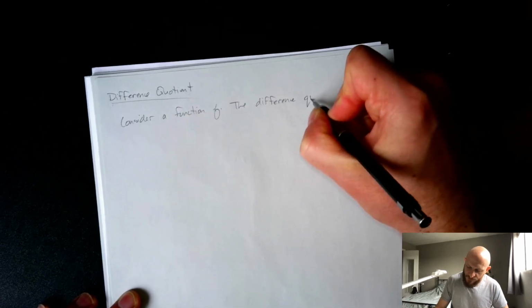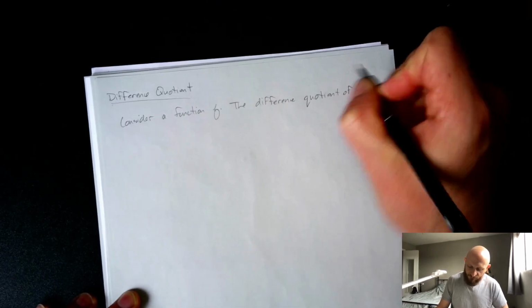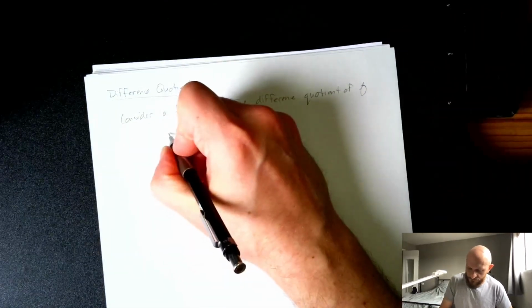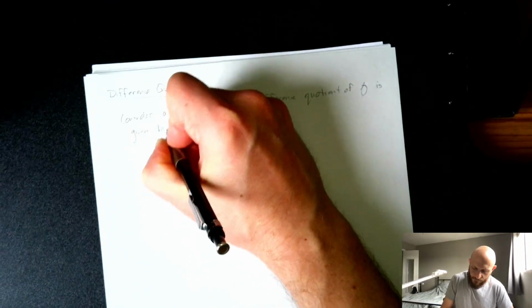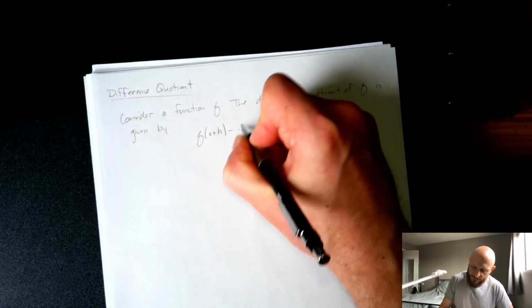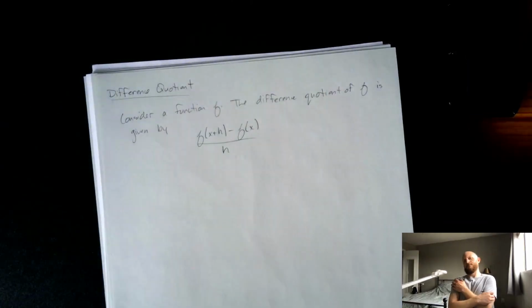The difference quotient of f is given by f of x plus h minus f of x over h.